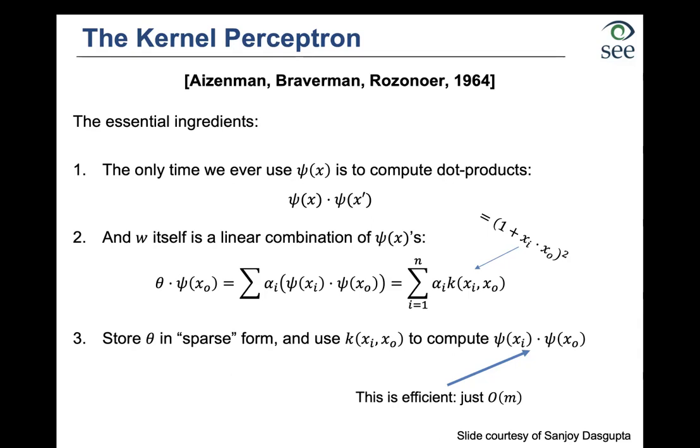And the coefficient vector, sorry, this W should be a theta, is itself a linear combination of these high dimensional embeddings. So anytime we see a dot product between these two psi's, we can just replace it with the kernel function, which is easy to compute directly from the low dimensional representation of the data. The idea is that we store the parameter vector in sparse form. We just remember the examples in which we made mistakes, and then we use the kernel function to compute this high dimensional dot product efficiently.